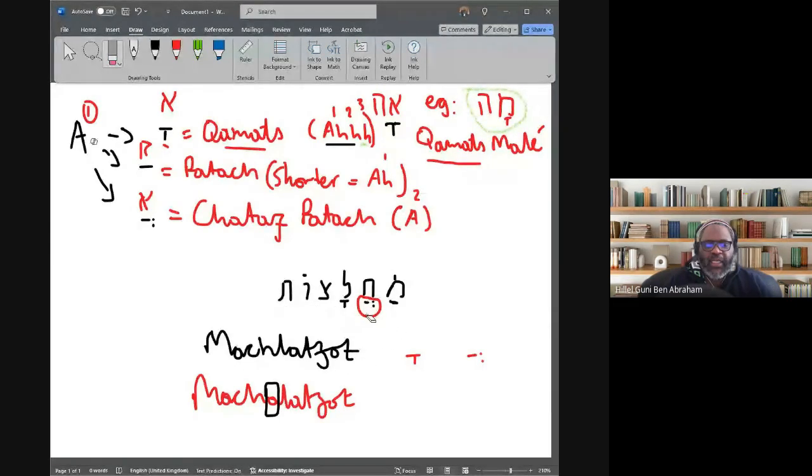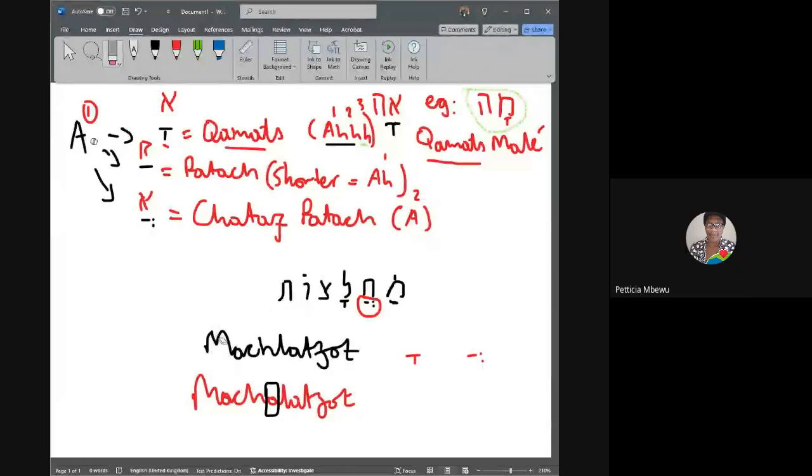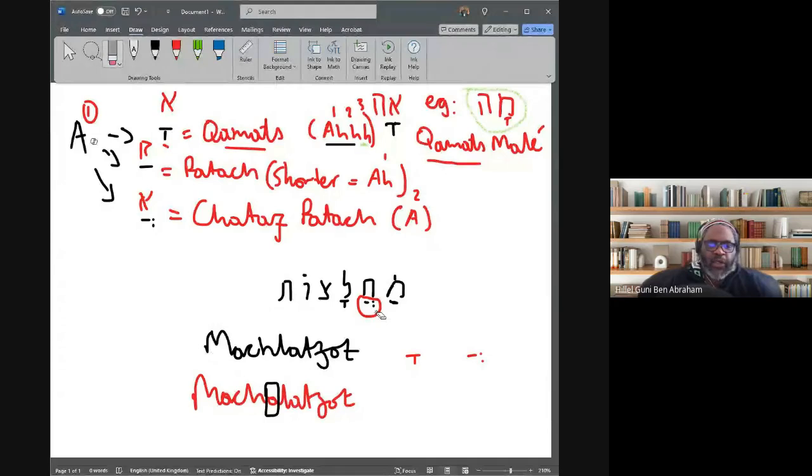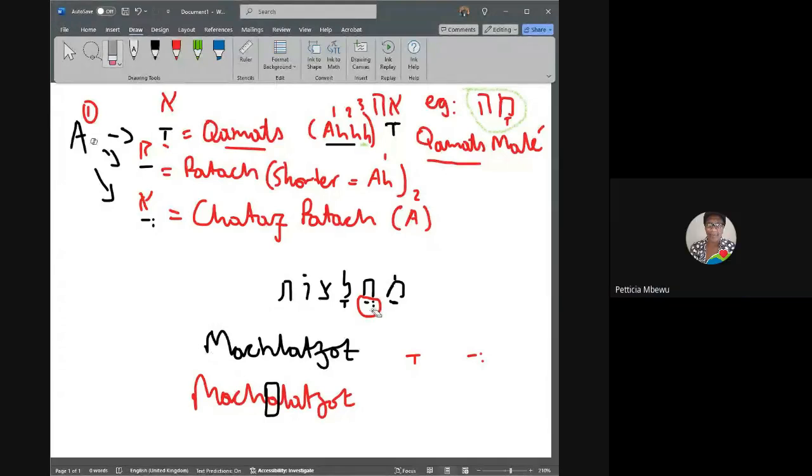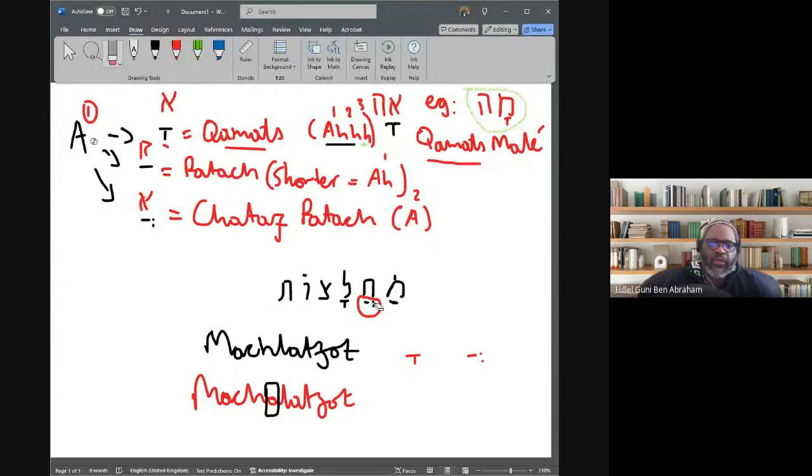Machlatzot. The A is very brief and very short. You got it? Just swallow that A. Swallow the A. That's what these two dots are saying. They say swallow the A, so that it sounds very little. Machlatzot. Okay.